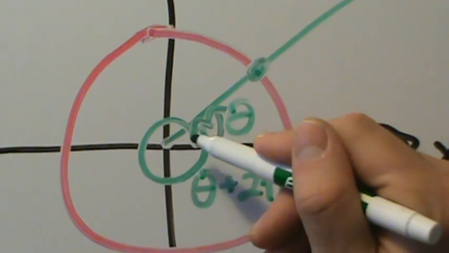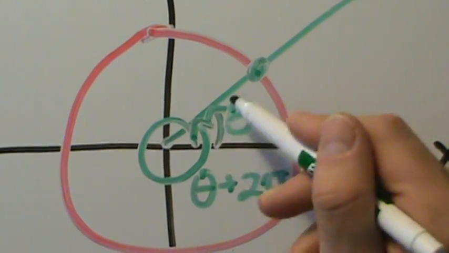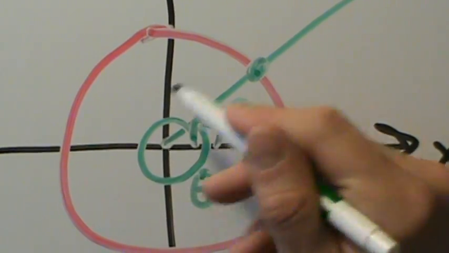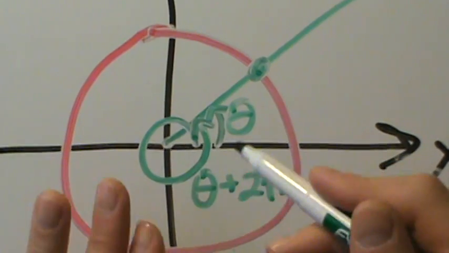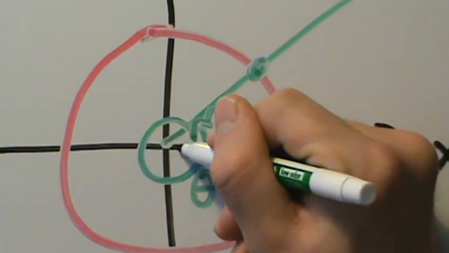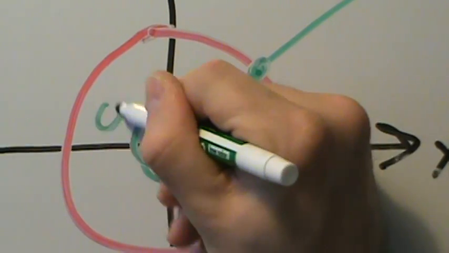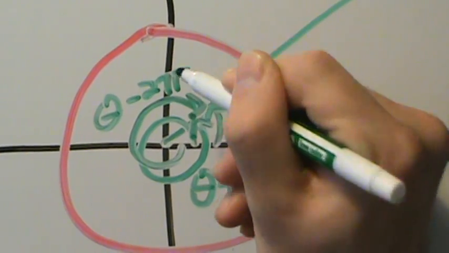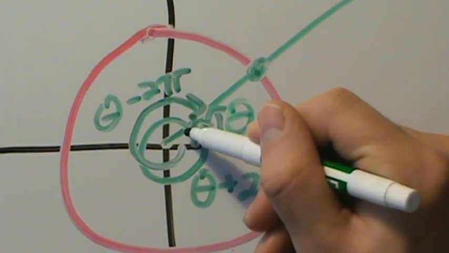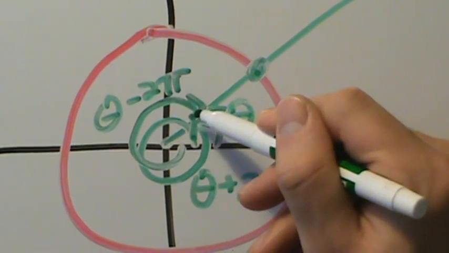We can do it again. We can go 2 full revolutions and then up theta to be here, so that'd be theta plus 4 pi. We can go theta plus 6 pi, theta plus 8 pi, and so on. We could just keep doing that. We could also go the other way, back like this, and this would be theta minus 2 pi. Why is that theta minus 2 pi? Imagine starting at theta, and then going back one full revolution. That's going to be theta minus 2 pi.